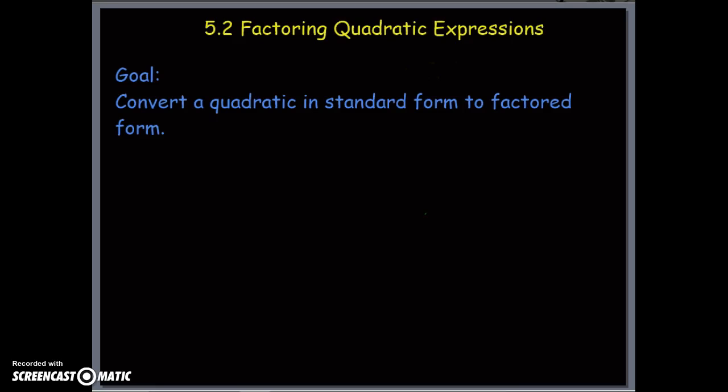Okay, today's video is 5.2, Factoring Quadratic Expressions. Today's goal will be to convert a quadratic in standard form to factored form.